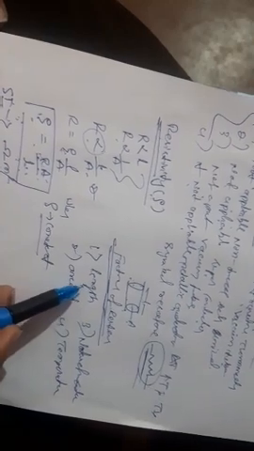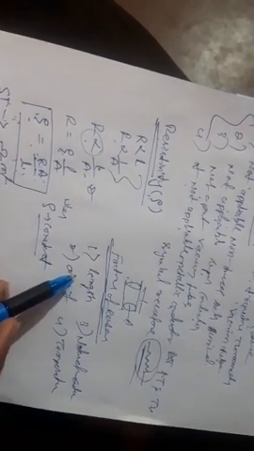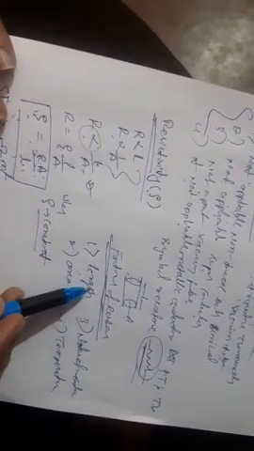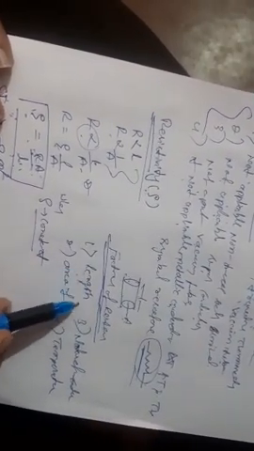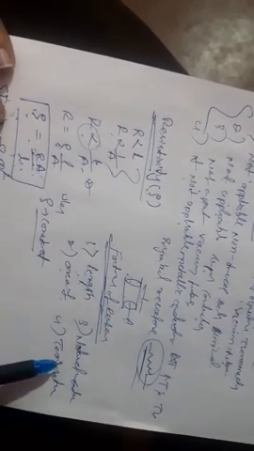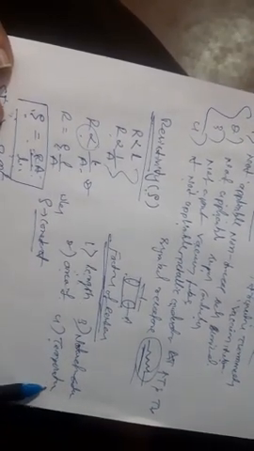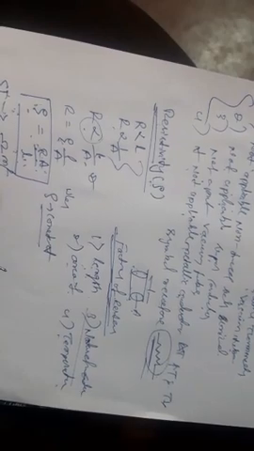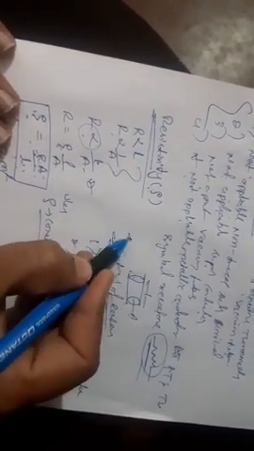The resistance of a conductor depends on its dimensions, such as the length of the conductor and the area of cross section of the conductor, and on the temperature of the conductor. It also depends on the nature of the conductor. These are the factors of resistance. This 2 marks question is very important.